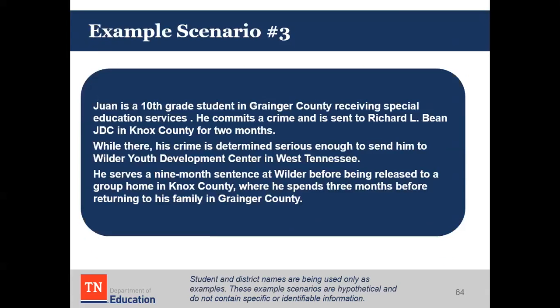And finally, let's walk through one more example scenario. Juan is a 10th grade student in Granger County receiving special education services. He commits a crime and is sent to Richard L. Bean JDC in Knox County for 2 months. While there, his crime is determined serious enough to send him to Wilder Youth Development Center in West Tennessee. He serves a 9-month sentence at Wilder before being released to a group home in Knox County, where he spends 3 months before returning to his family in Granger County. Take a moment to outline the different steps on Juan's journey and the different districts that are responsible along that journey.